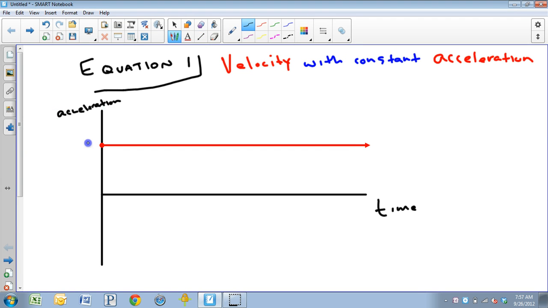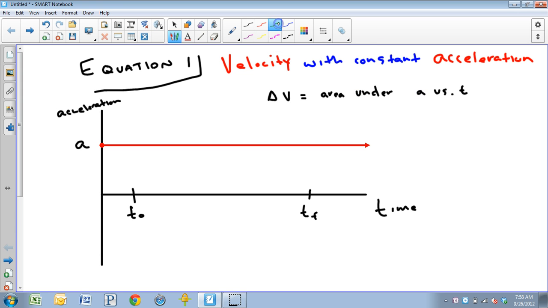Now let's just say that the value of that acceleration is the symbol a, and that I'm looking for how much the velocity changes from time t initial to time t final. Now we know that in general the change in velocity from a graph of acceleration versus time is equal to the area under the acceleration versus time graph.